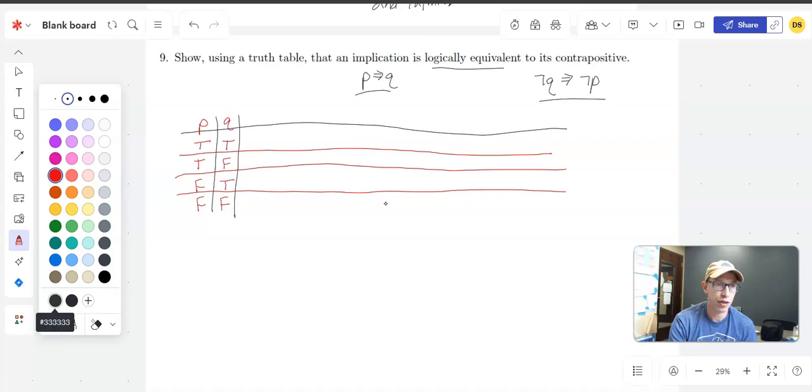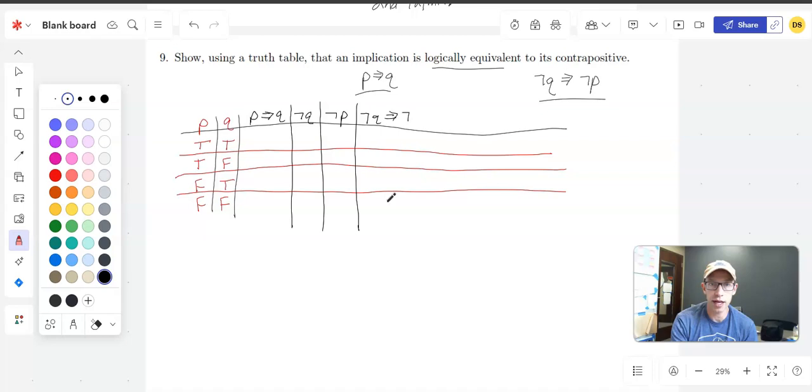All right. And then P implies Q. Well, we can just get that directly. So we'll go ahead and put a column, not Q implies not P. This will be a lot easier if we get not Q first and not P. And then we can get not Q implies not P. And again, what we're looking for, we want this column and this column to eventually add up.